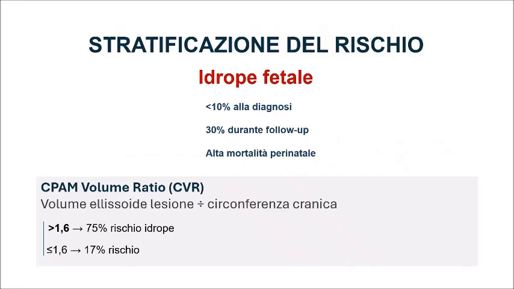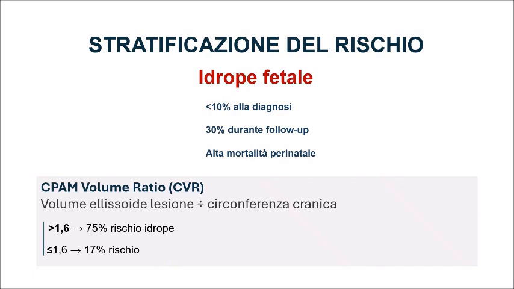Now let's move on to prognostic factors. The primary prognostic factor for CPAM is the onset of fetal hydrops, characterized by the presence of ascites or hydrothorax. While hydrops is present in less than 10% of cases at diagnosis, it can develop in 30% of cases during the follow-up period. In the presence of hydrops, the rate of perinatal mortality is very high.